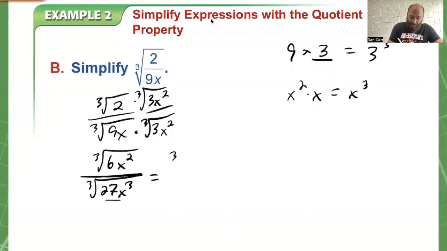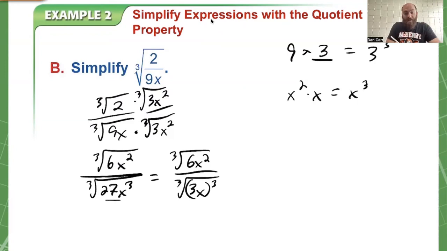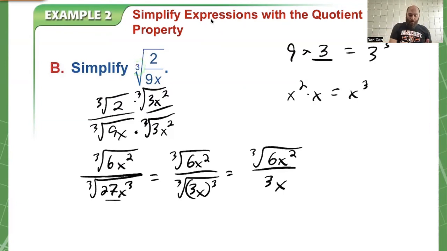So I can rewrite that as the cube root of 6x squared over the cube root of 3x to the third power. And now I can cancel out that third power there. So I have the cube root of 6x squared all over 3x. And that's as simple as we can get with that problem. Okay, so again, it gets weird because of the cube root. We need to make sure that we are creating a perfect cube in my denominator when I do my rationalizing.